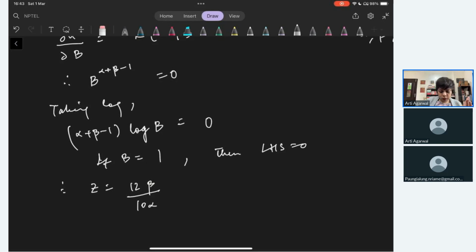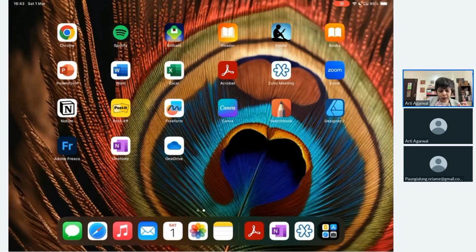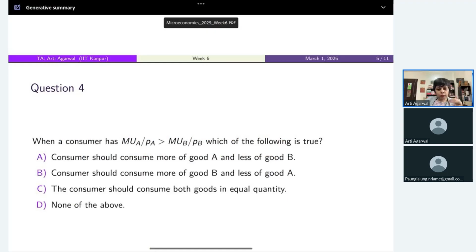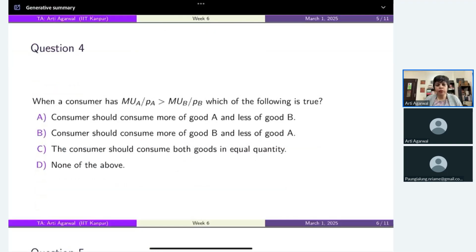Okay, so this is how we solve these types of questions, and now we come to a slightly more fundamental aspect of consumer theory, especially utility maximization, where we are given that if a consumer, for two goods A and B, finds that marginal utility with respect to A divided by the price of A is greater than marginal utility with respect to B divided by the price of B, then which of the following is true? So I'll give you a few minutes to think over it, and then I'll discuss.